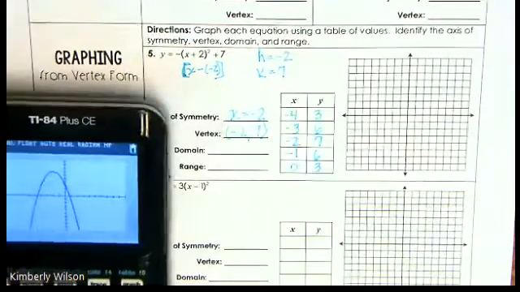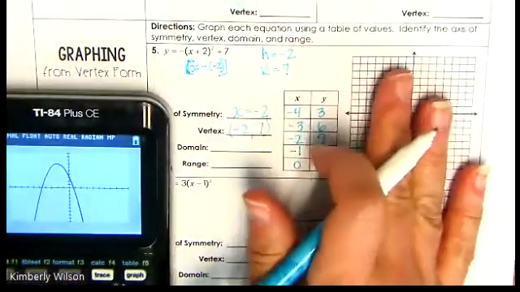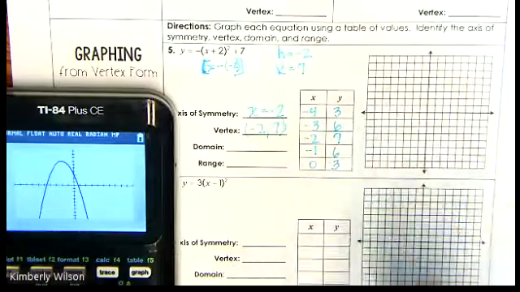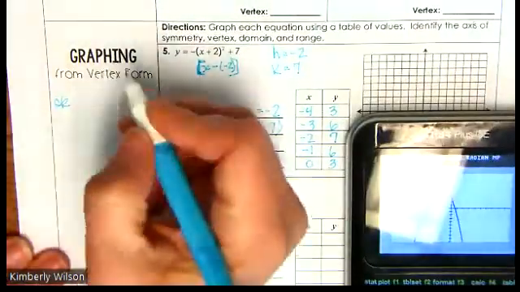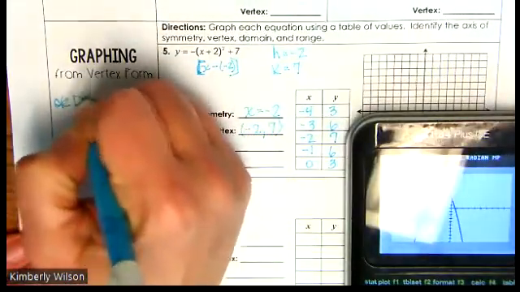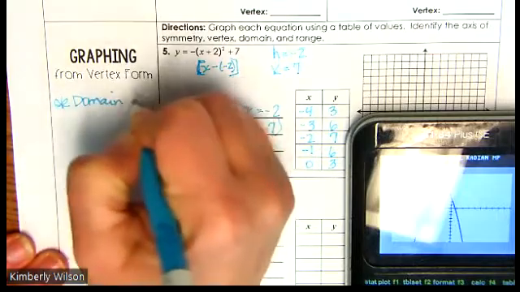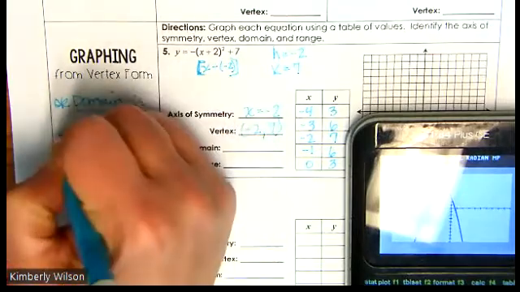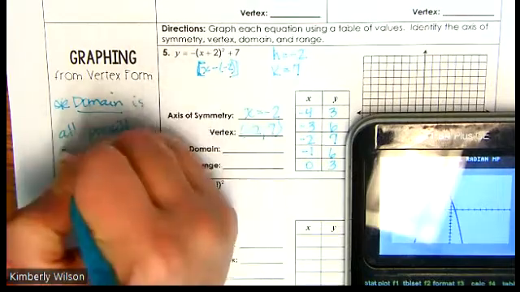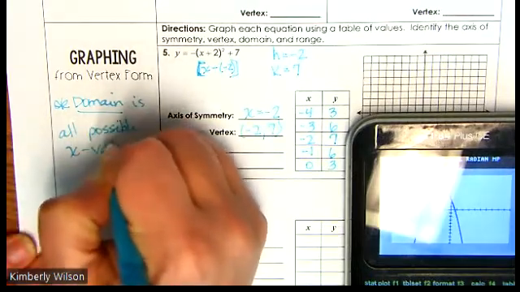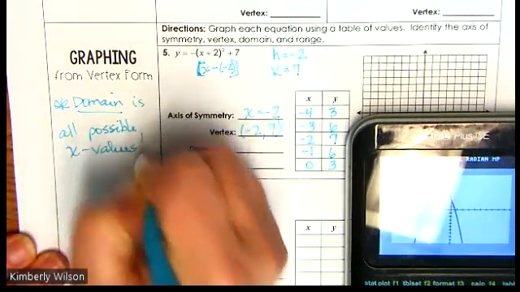So let's talk about domain and range again. Remember that domain refers to, okay, so domain is all possible x values.